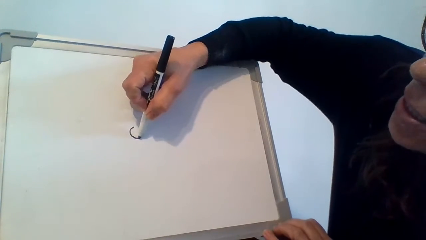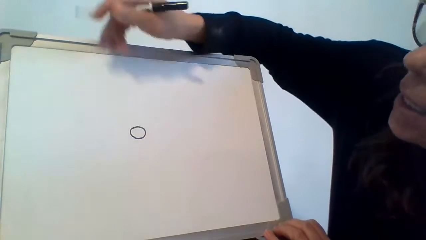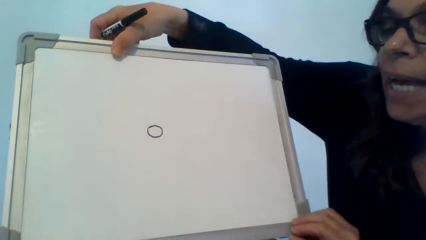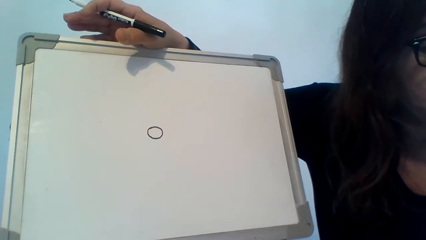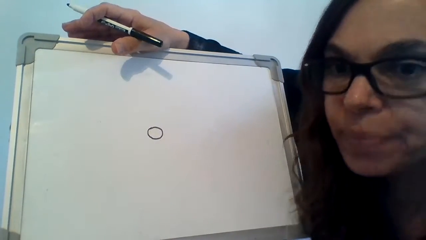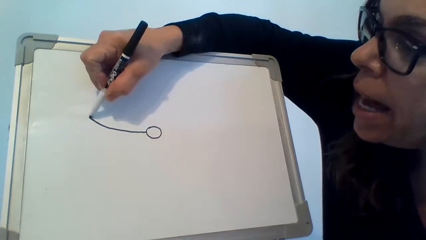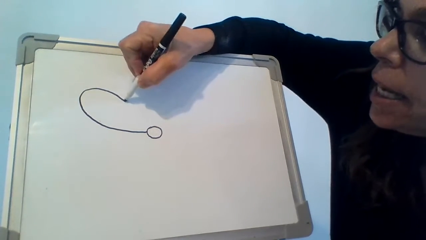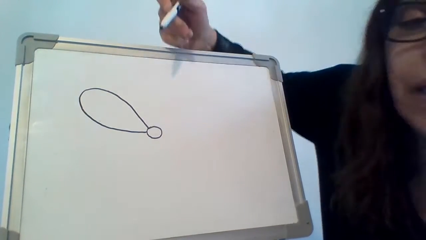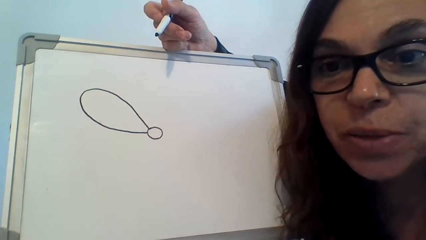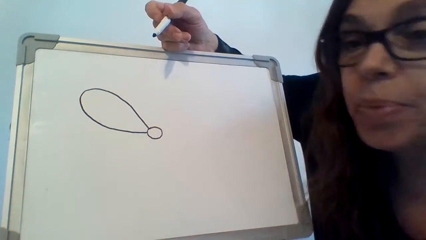So if you draw a small circle right in the middle of your paper, and then the petals of the flowers are like oval shapes. So you could start in the middle and come out and around and come back. And remember, we want the flower to be big. So make it nice and big on your paper.